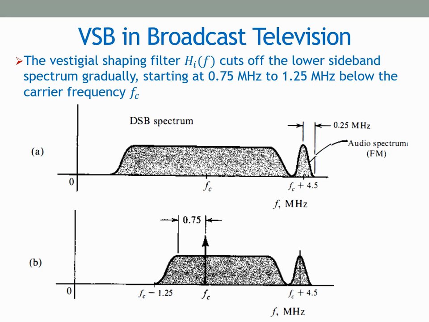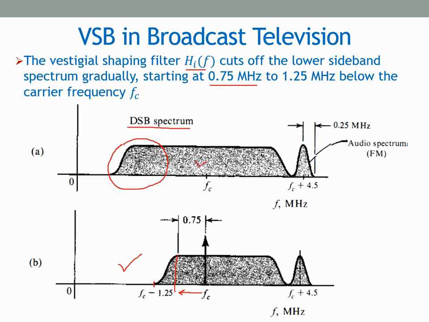The vestigial shaping filter Hi(f) cuts off the lower sideband spectrum gradually. It starts from 0.75 megahertz, so this point is 0.75 megahertz below the carrier frequency, and it completely suppresses the signal at fc minus 1.25 megahertz, right? If the DSB spectrum was transmitted, then you can see we have this extra sideband, extra bandwidth being transmitted. But for VSB, we can save this amount of bandwidth.